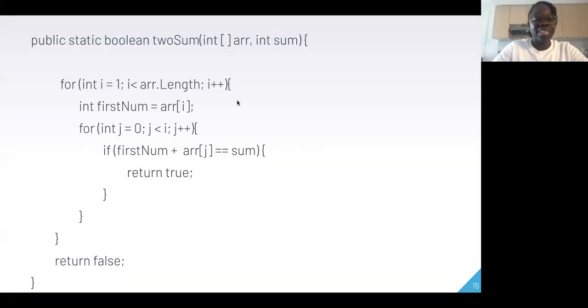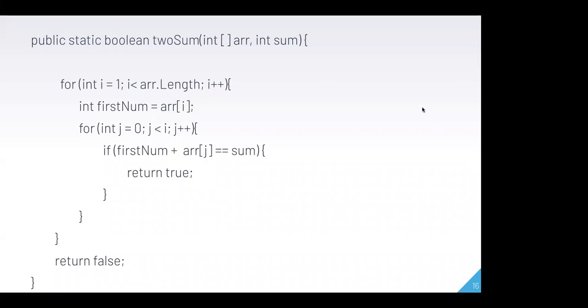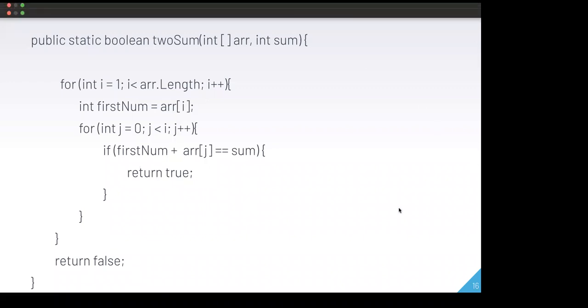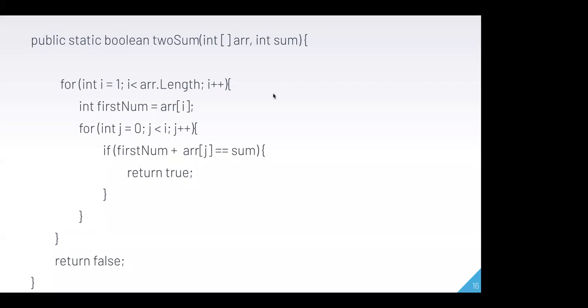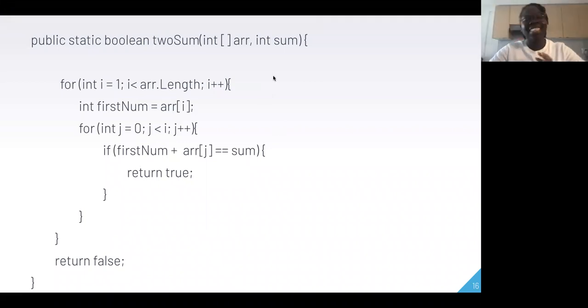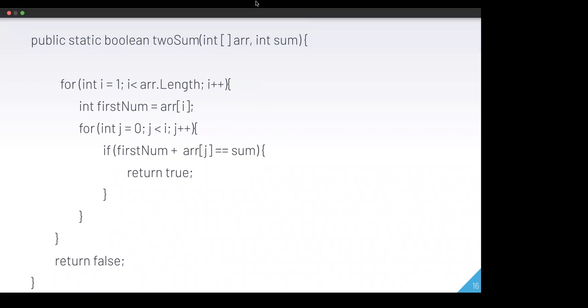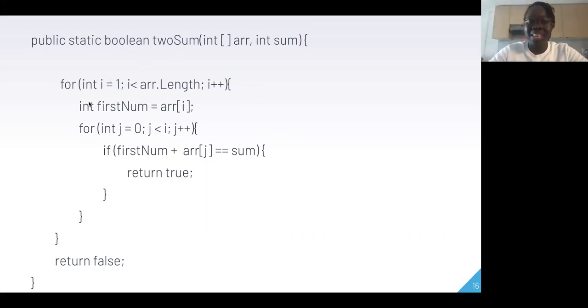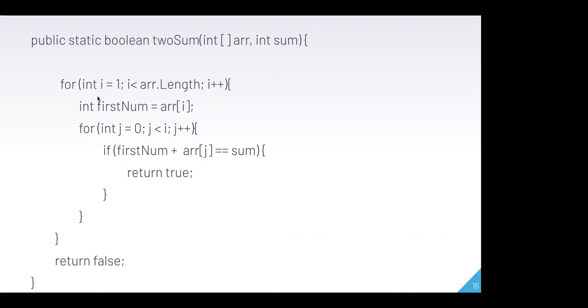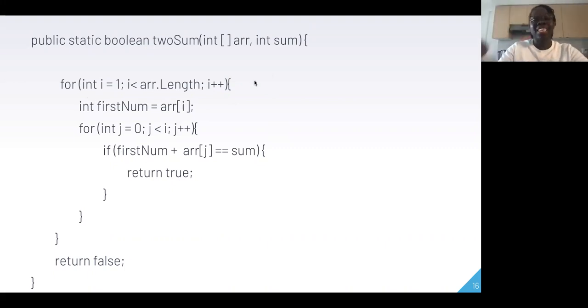Okay, so what about this one? Anyone? Precious, do you want to talk? N square. It's N square because we have two for loops inside each other, meaning that for each of the elements in the array, we are checking every element again.